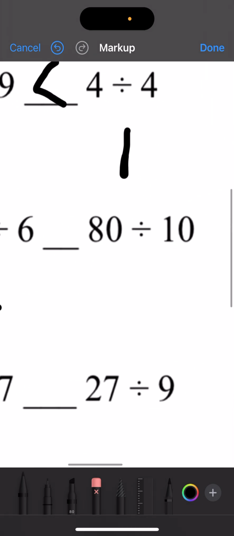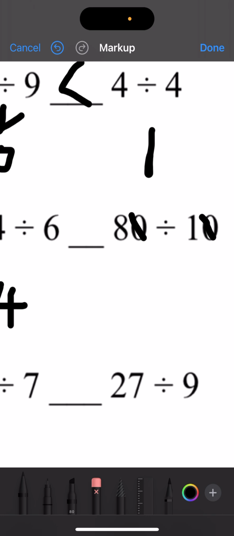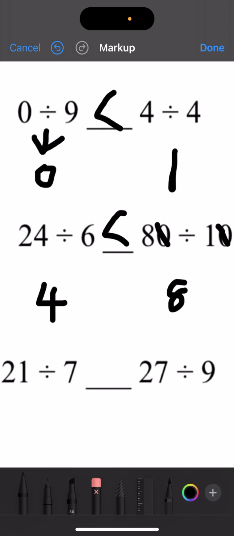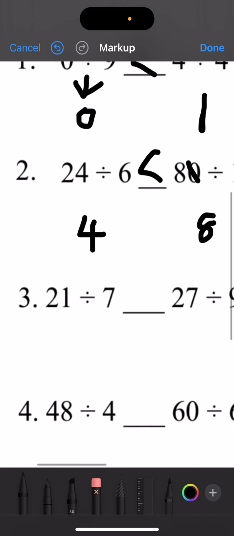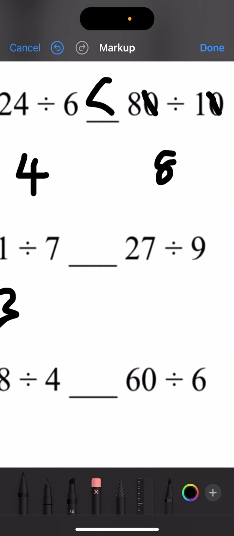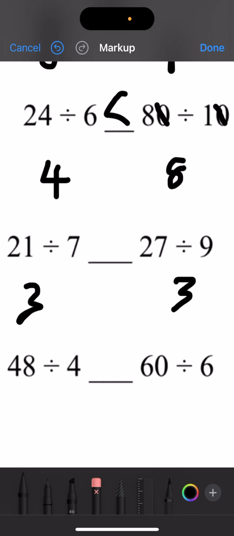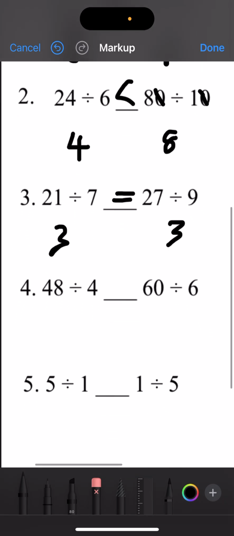80 divided by 10, we could just get rid of the zeros, and 8 divided by 1 is 8. And 8 is greater than 4. 21 divided by 7 is 3. 27 divided by 9 is also 3. So this would be equal.